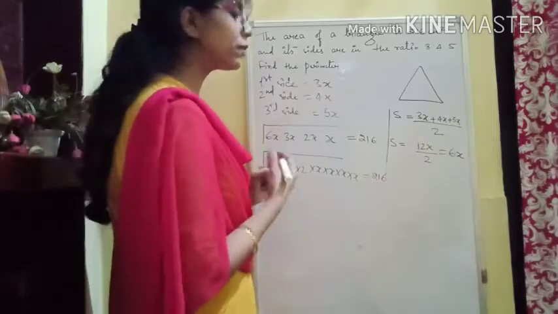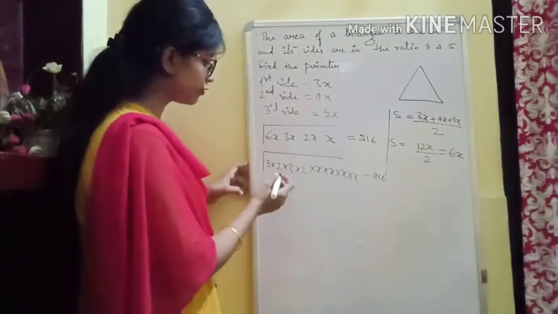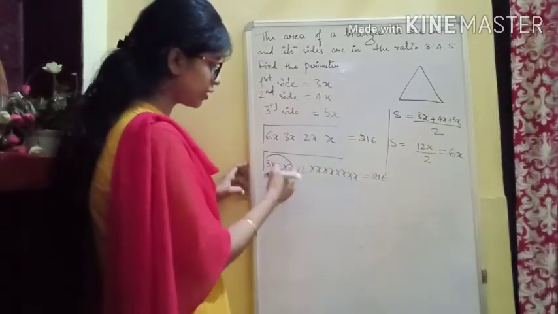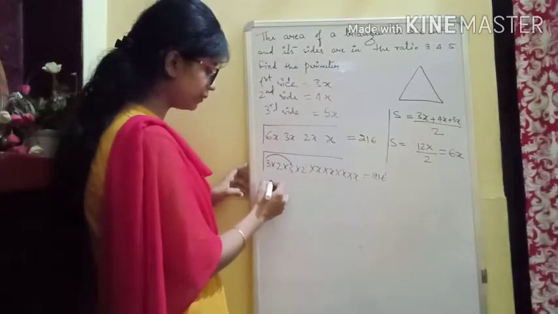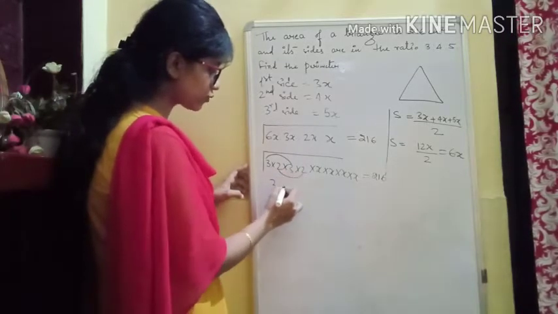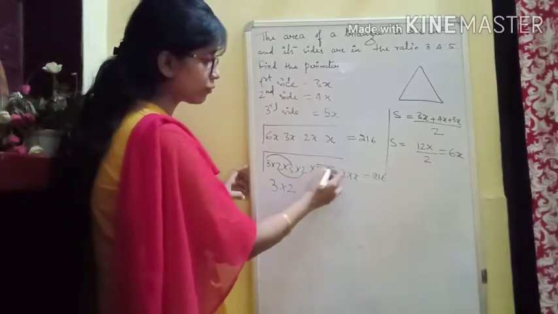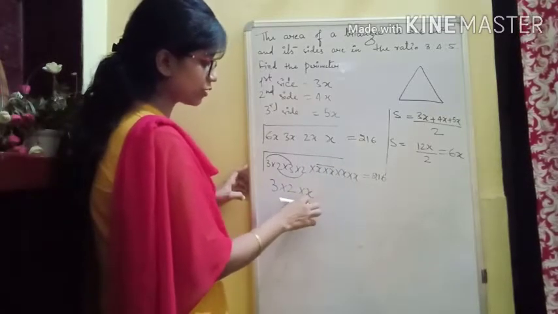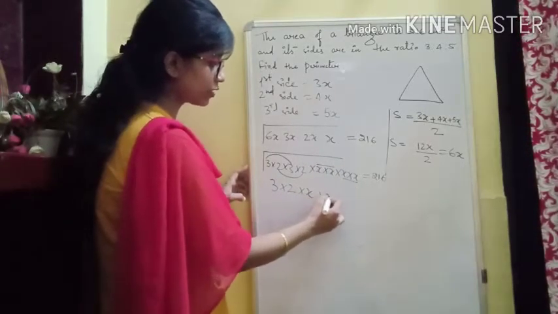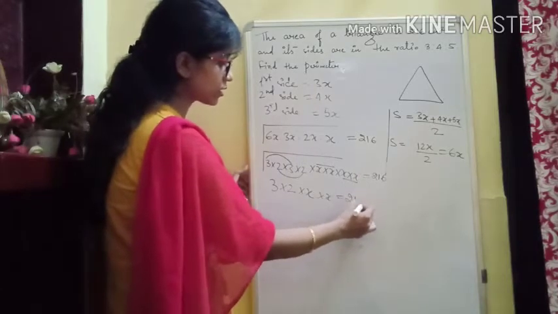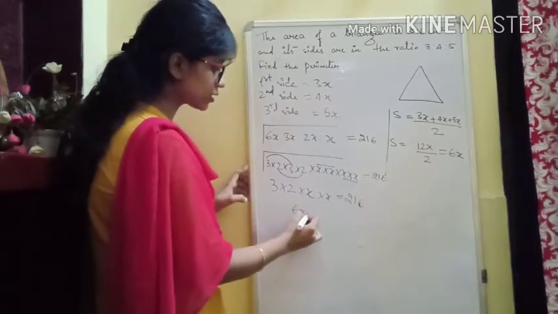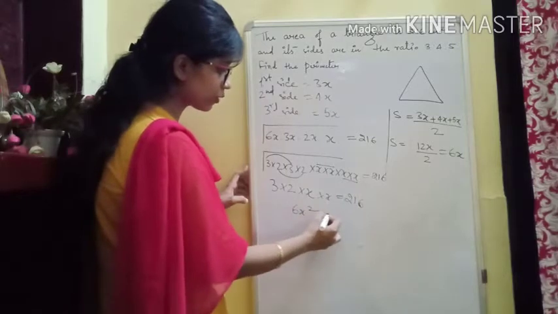Now what to do? We will pair them and we will take one number from each pair. So 3 and 3, we are getting one pair, so we can take 3 common. Here we get 2 and 2, so we can take 2 common. From this x pair we can take x common, and from this pair we can take x common, which is equal to 216. Now this will give you 6, x into x will be x square.